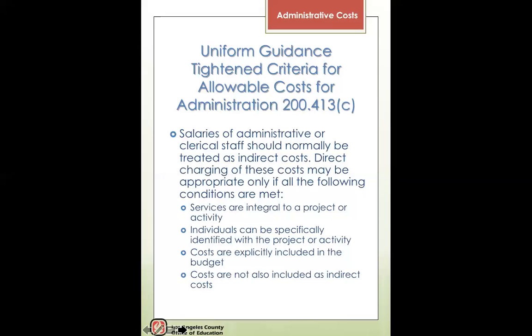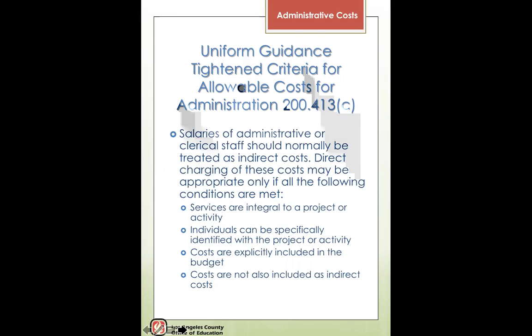But you have to demonstrate that the services of that employee are integral to the project or activity, that they're essential for that work, that they specifically work with the project, that the costs are included in the budget, so you specifically tie that cost to the budget, and they're not also counted as an indirect cost. So they've just kind of raised the bar a little bit to make sure that administrative costs are clearly direct costs appropriate in supporting that program.